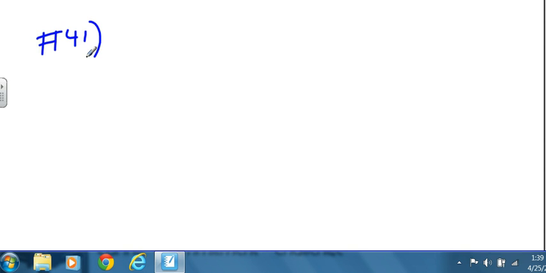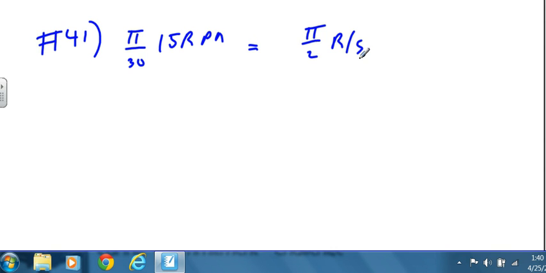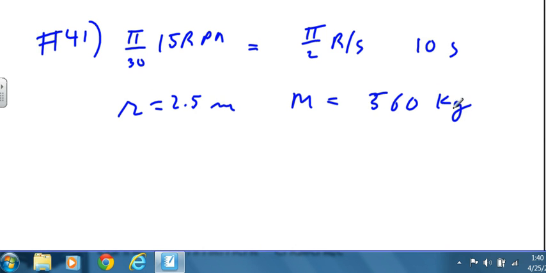41. A dad pushes tangentially on a small merry-go-round and is able to accelerate it from 0 to 15 RPM. So I go 15 RPM times pi over 30, and so that's pi over 2 radians per second in 10 seconds. Assume the merry-go-round's a uniform disk, so radius is 2.5 meters and mass is 560 kilograms. And it has two children at opposite ends, so their radius is also 2.5 meters, and their mass for each of them is going to be 25 kilograms. Calculate the torque required to produce this acceleration neglecting friction. What force is required on the edge?